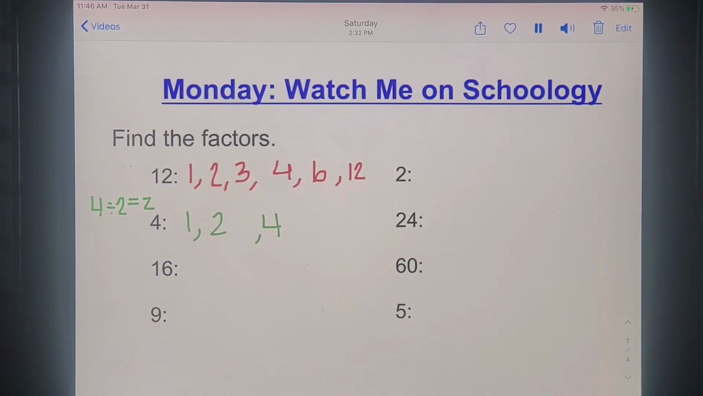Okay? Next, you might try 4 divided by 3 in your calculator, but this time you get a decimal. You would get 1 decimal 3, 3, 3, 3. So this one is not good. Okay, we do not write 3. Then you could try 4 divided by 4, and that equals 1. So if you look, we already have 1 and 4. So that means that we are finished.